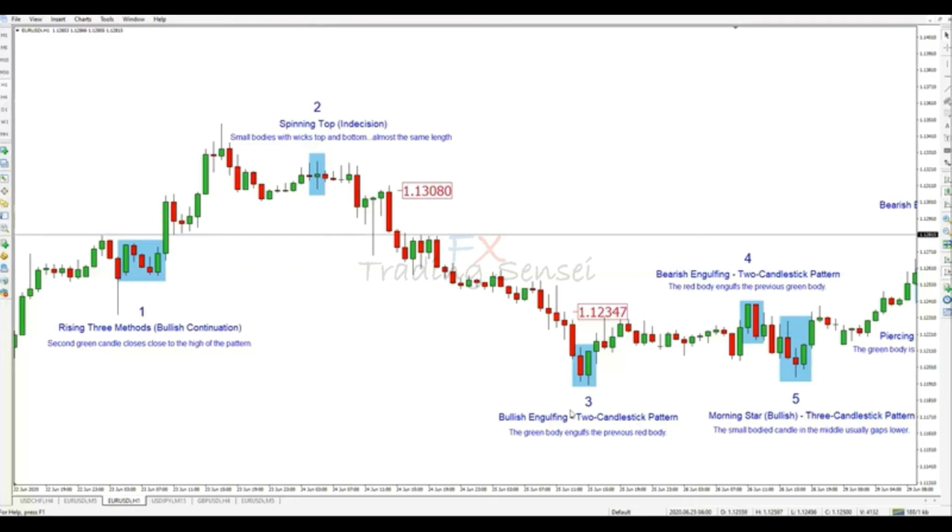The next one we have is the bullish engulfing. It's a 2 candlestick pattern, and it involves these 2 candlesticks here. If you notice, the green body engulfs the body of the red. It completely swallows it, so to speak. So this is green, this is red. When you see this kind of formation, you're looking for it exactly at or close to a support level.